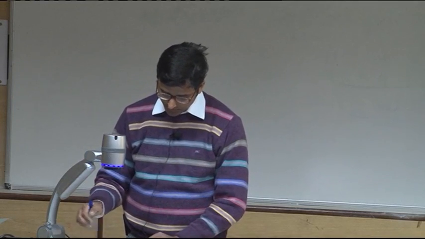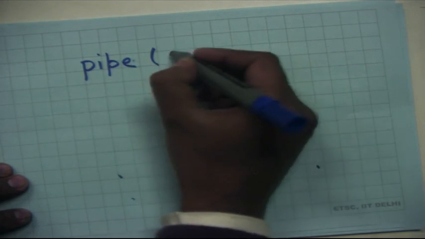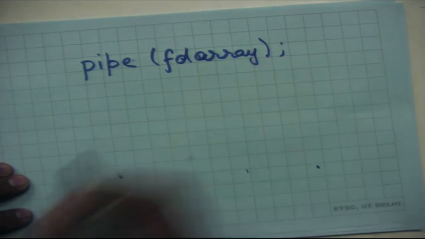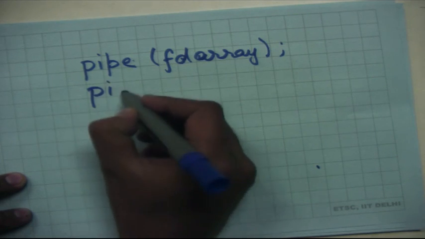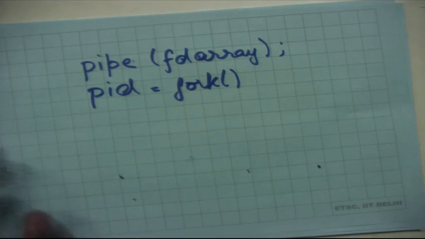I could call pipe, FD array. This is going to create a pipe, right? Then I'm going to say fork. This is going to duplicate the file descriptor table. Once it duplicates the file descriptor table, the pointers get shared, so the pipe gets shared, right?